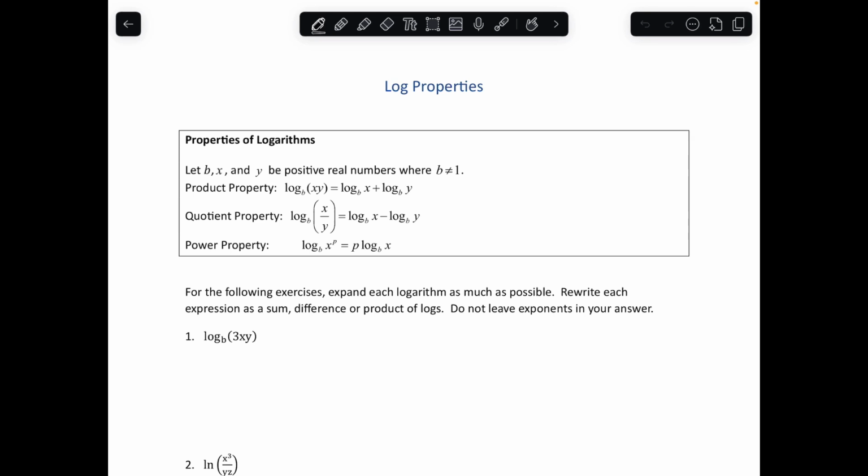In this video, we're going to be talking about different logarithm properties. So let's go ahead and jump right into it. There are three properties that we're going to be focusing on. There's the product property, the quotient property, and the power property.